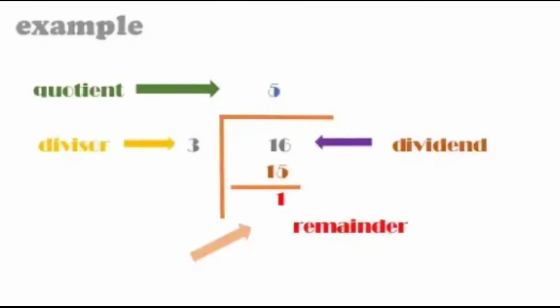So these are the terminologies used in division. If you can see there, that is 16 divided by 3. The 3 is the divisor, 16 is the dividend, and the answer, which is 5, is called the quotient, and 1 is the remainder.